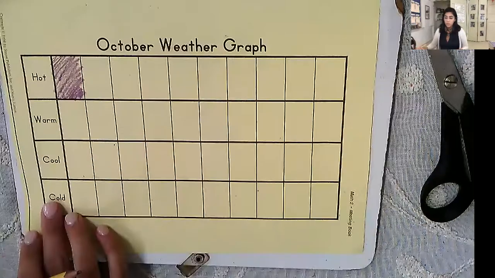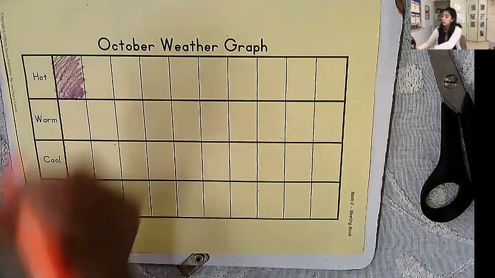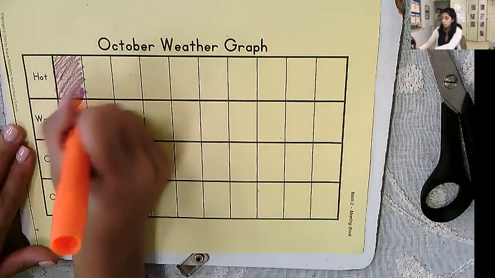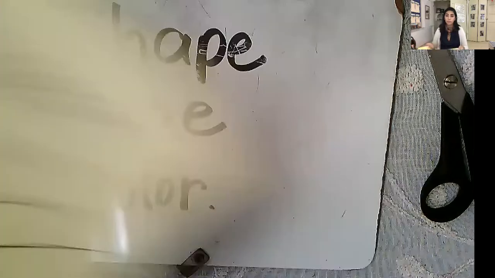October weather graph. Today is going to be a warm day. Good thing it's going to be a warm day because it's been hot. So I'm going to color it. I have a marker today. Use a crayon. Okay, put that away.